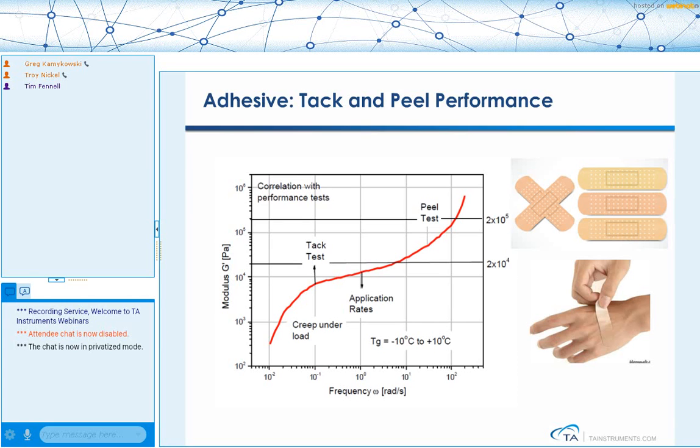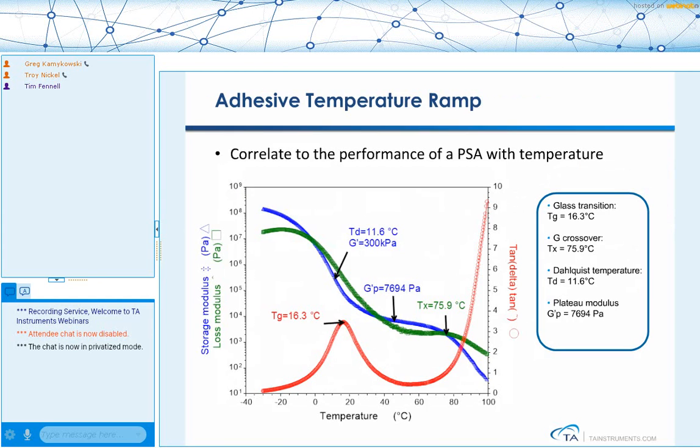And we can correlate the different frequency regions to the different applications for an adhesive. So if we look in the low frequency region, we can correlate that to the creep of the adhesive under a load. If we go to about 0.1 radians per second, we can get an idea of the tackiness of the material. And if we go to very high frequencies, we can predict the peel strength of our material.